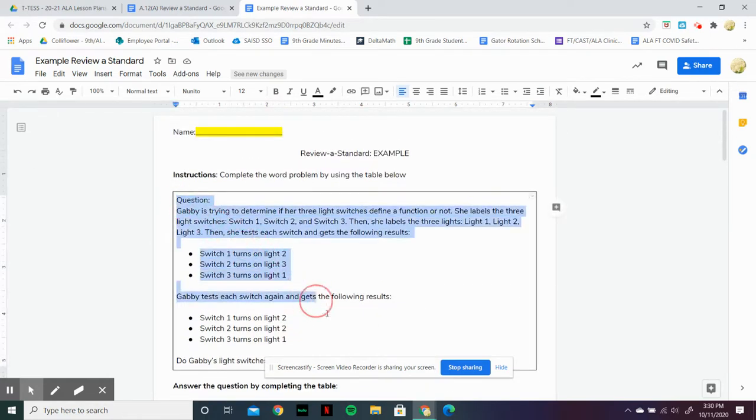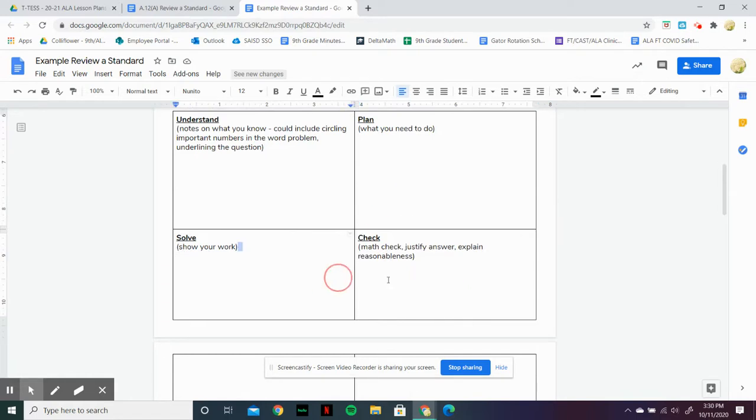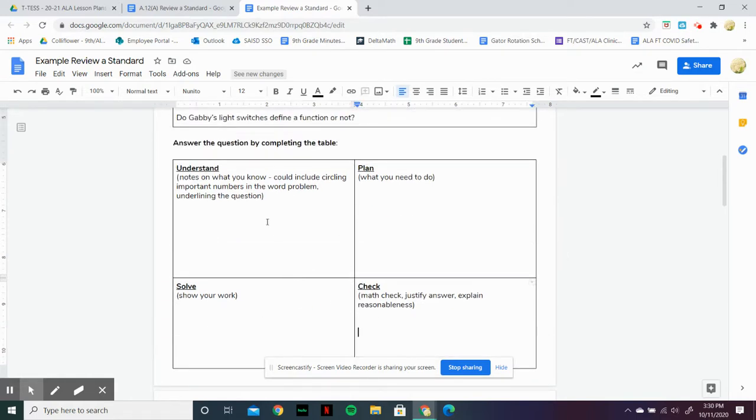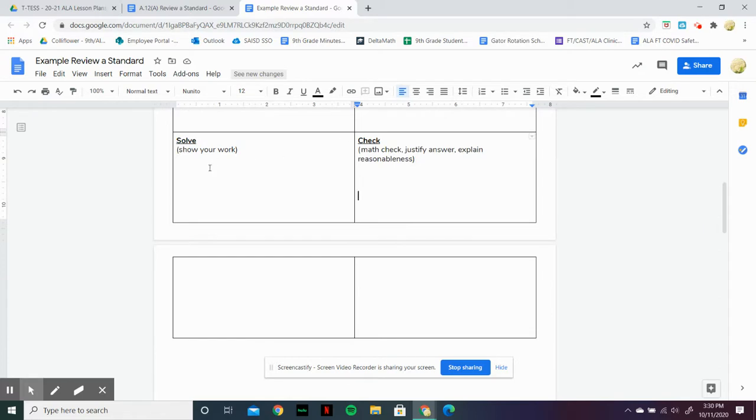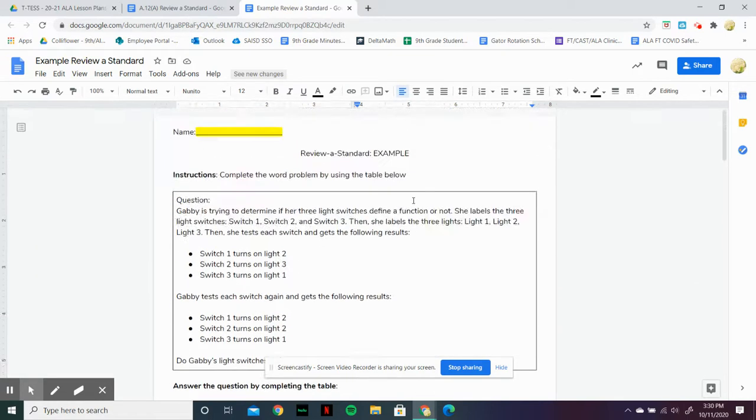So the word problem is here. I'm going to show my answer in these four boxes. The four boxes are understand, which is where I would write things that I know or important things from the problem. This second box is plan, and in this box, I'm going to tell myself what steps I need to take in order to solve the problem. In the solve box, I'm going to show whatever work is necessary to solve the problem. And in the check box, I'm either going to double check my work or justify my answer and explain that it is reasonable.